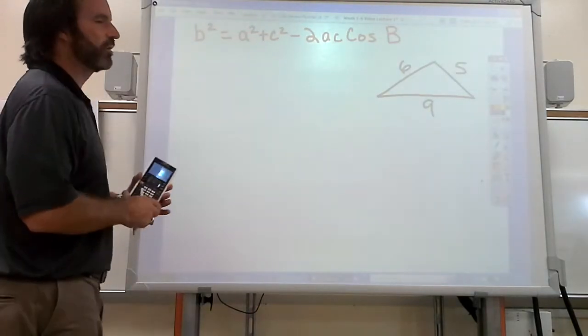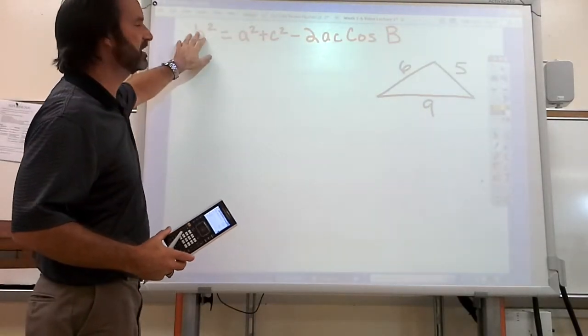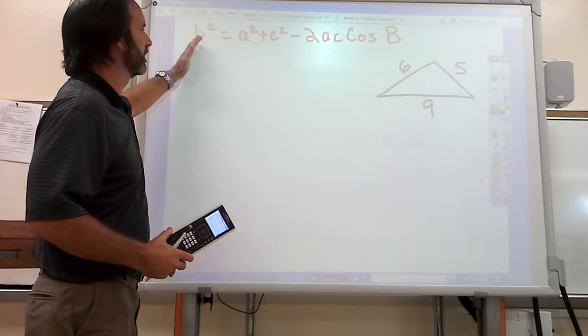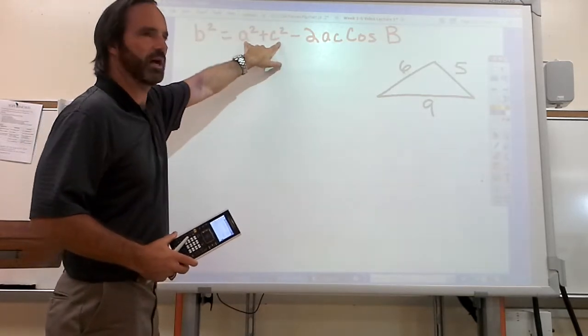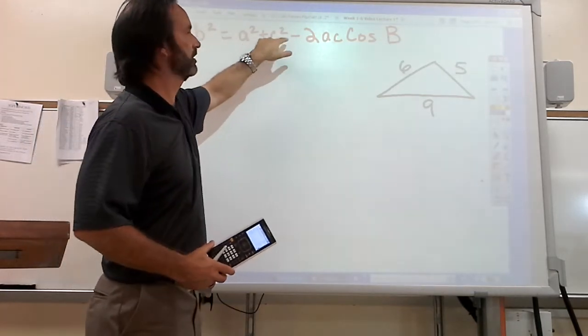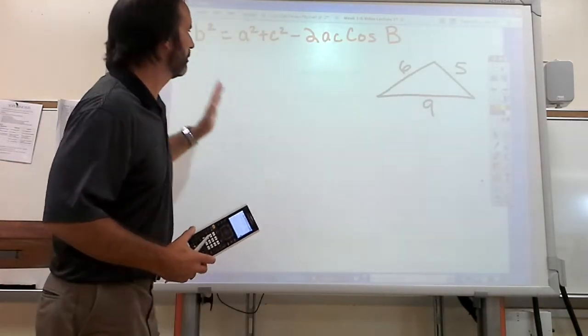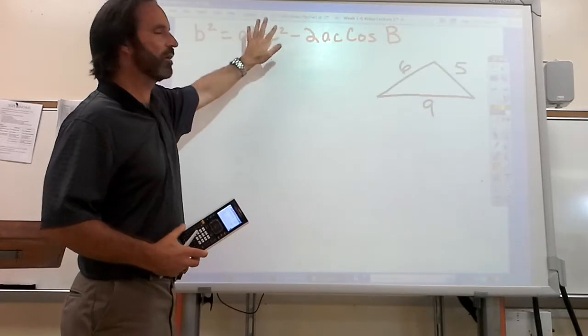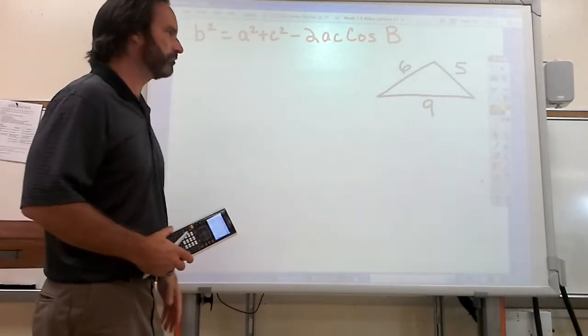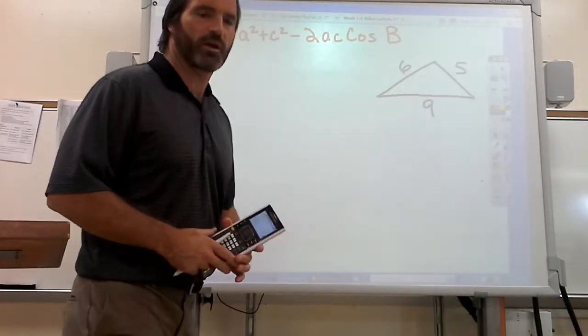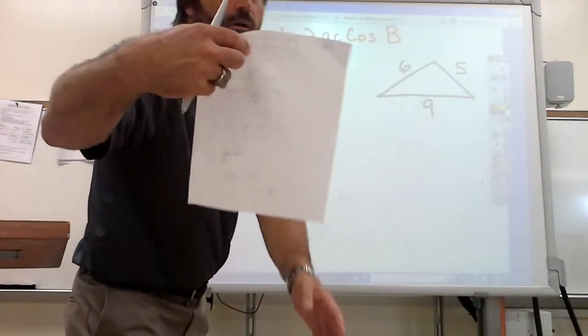Okay? Here's another version of the formula. We put b squared on the other side. And that equals what? The other two sides, a squared plus c squared minus 2ac cosine b. Okay, it really doesn't matter. Whatever you have here, the other two sides are over here. Okay? So let's solve for, what did I solve for here?